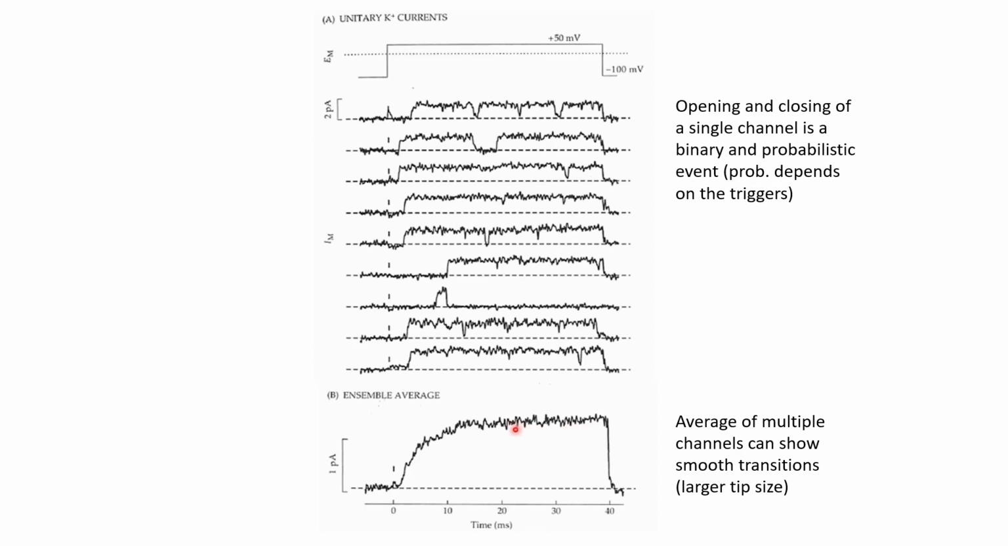So we might get this kind of a recording trace in the patch recording if we have a relatively larger tip size that includes multiple channels. But if the tip size is very small, so that there is only one channel contained within the patch that is covered by the tip, then we will see a trace that is more like this with binary levels.